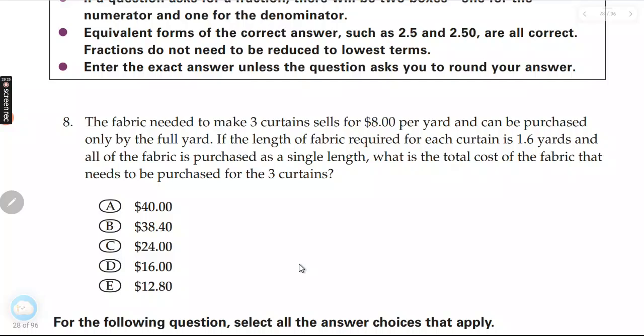But what you have just said, the fabric needed to make tray curtains, right? So each curtain is 1.6. So together it is 3 times 1.6. Then you start from there. Is it not good to start from there? So for the tray curtains, it's 3 times 1.6. That is 4.8 yards. So you can start reasoning from there. Yes. So that is okay.